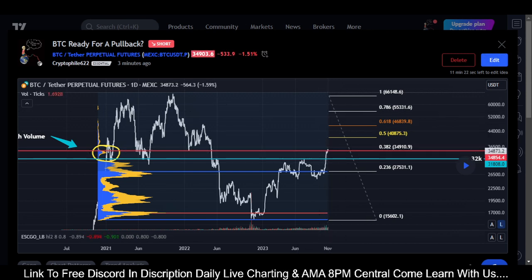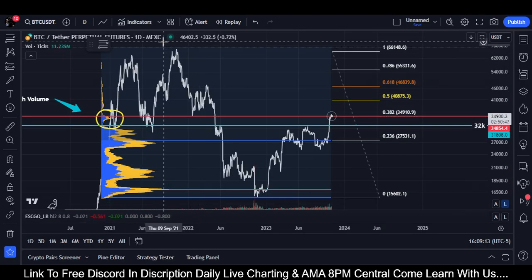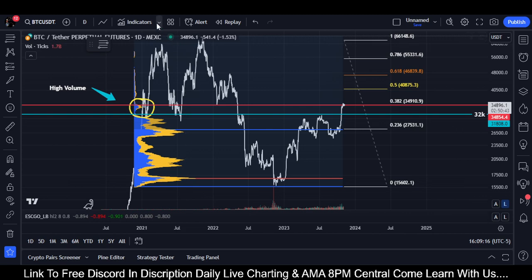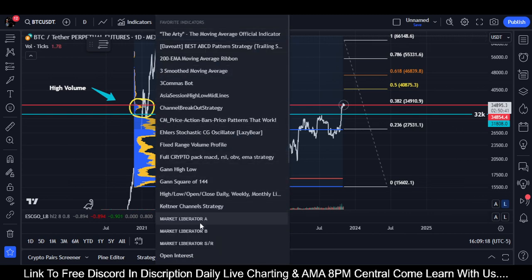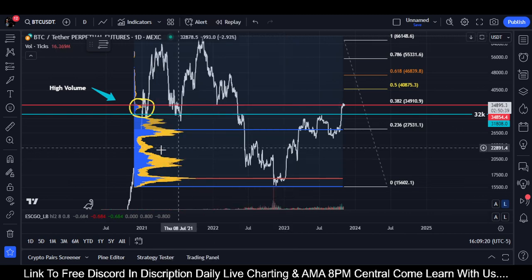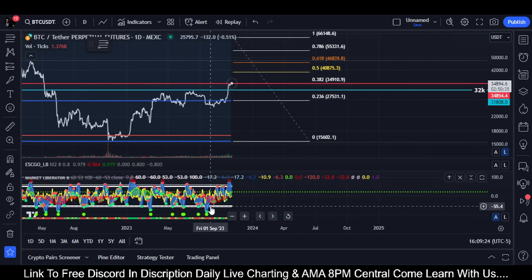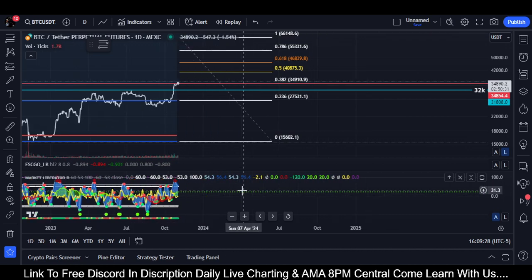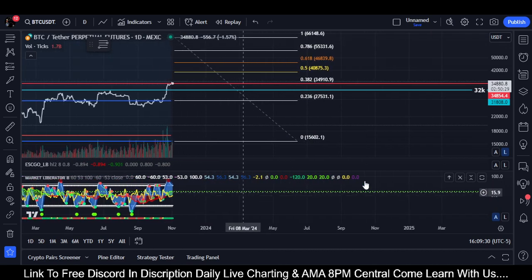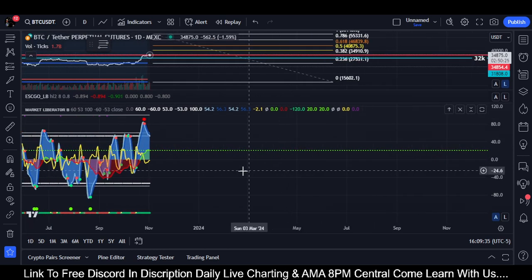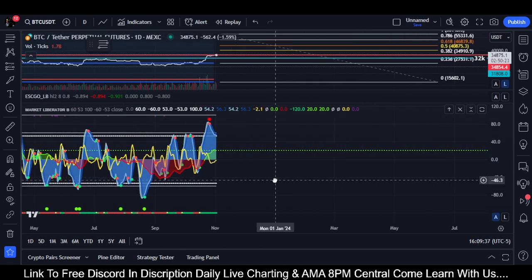And let's hop right into the regular chart. There we go. So here we're on the daily. Let's pull up our market liberator, really any oscillator. I like this. Price has broken to the upside pretty significantly, and if we just take a look at our oscillator on the daily, it doesn't look too bad.